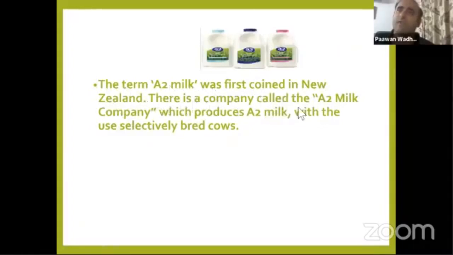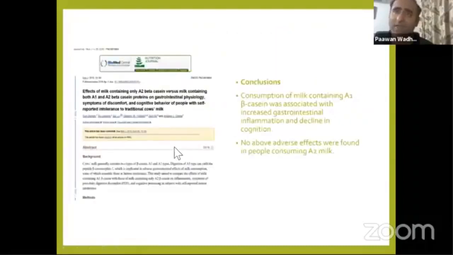There is a company called the A2 Milk Company which produces A2 milk using selectively bred desi cows. Now what happens? They published a study on the effect of milk containing only A2 beta caseins versus milk containing both A1 and A2 beta casein proteins on gastrointestinal physiology, symptoms of discomfort and cognitive behavior of people with self-reported intolerance to traditional cow's milk.